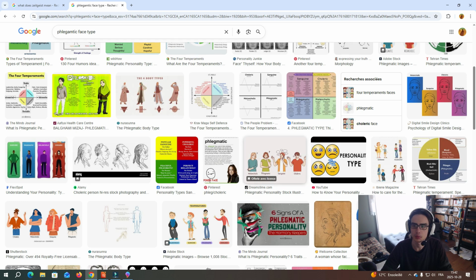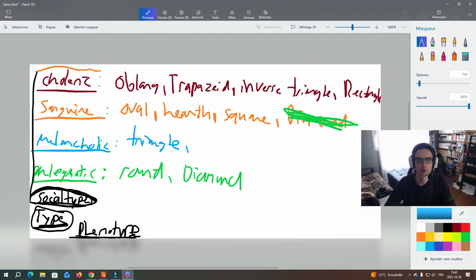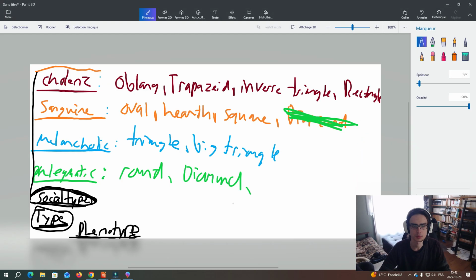But yeah, okay. I know that I'm missing some. There's supposed to be two others for the phlegmatic, or three actually. The diamond is there, so it might be diamond. Maybe it's 4-3-1-3. Well, I think it's 4-3-1-3. Yeah, the earth is there. Oval is there. Square is there. Triangle is there. Some say maybe a big triangle. And the other one, maybe with time I will know. But that's the face type associated with that.